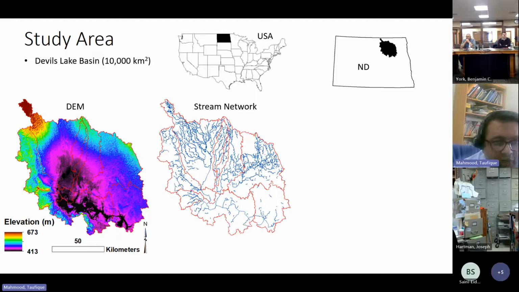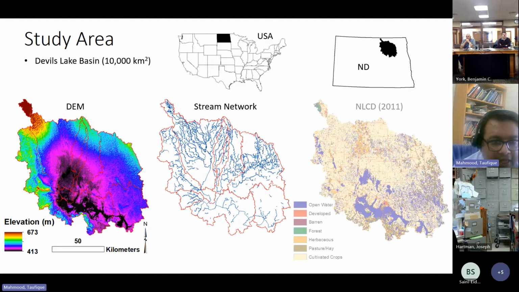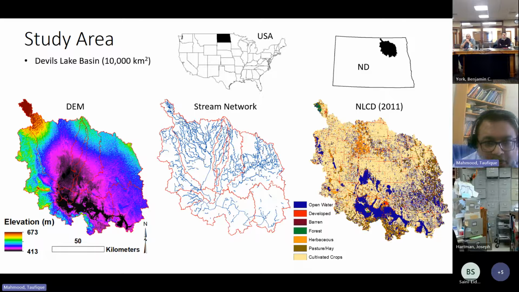This is the stream network in the Devils Lake Basin, and the land use land cover is mostly an agricultural basin with a very dense population of wetlands in the eastern part of the basin. The western part has somewhat larger water bodies with fewer wetlands and is more agriculturally dominated. And we also have some herbaceous land use over here.